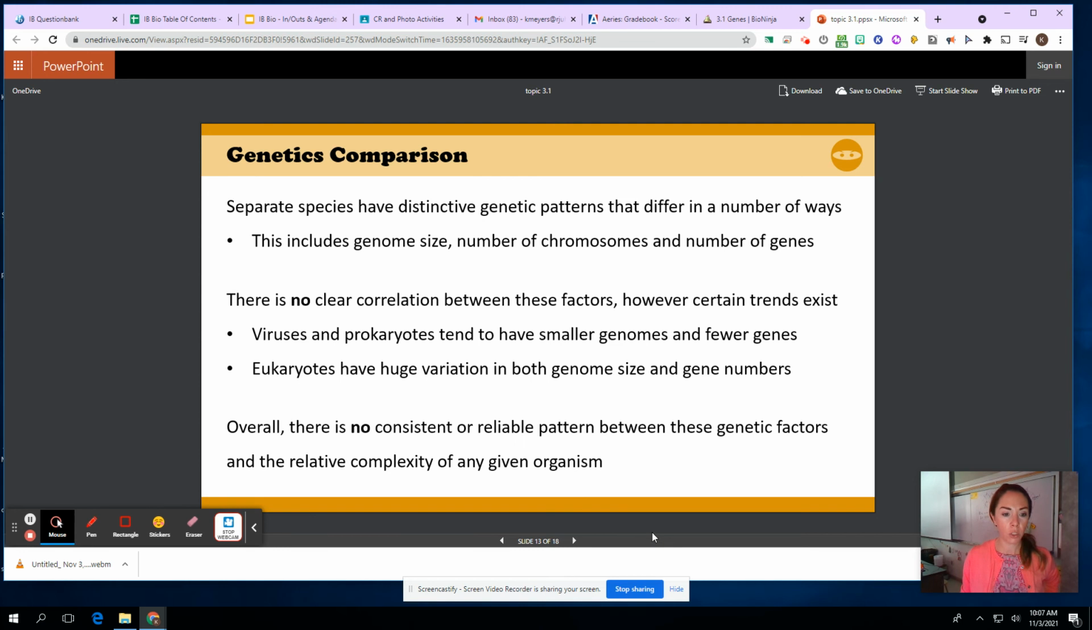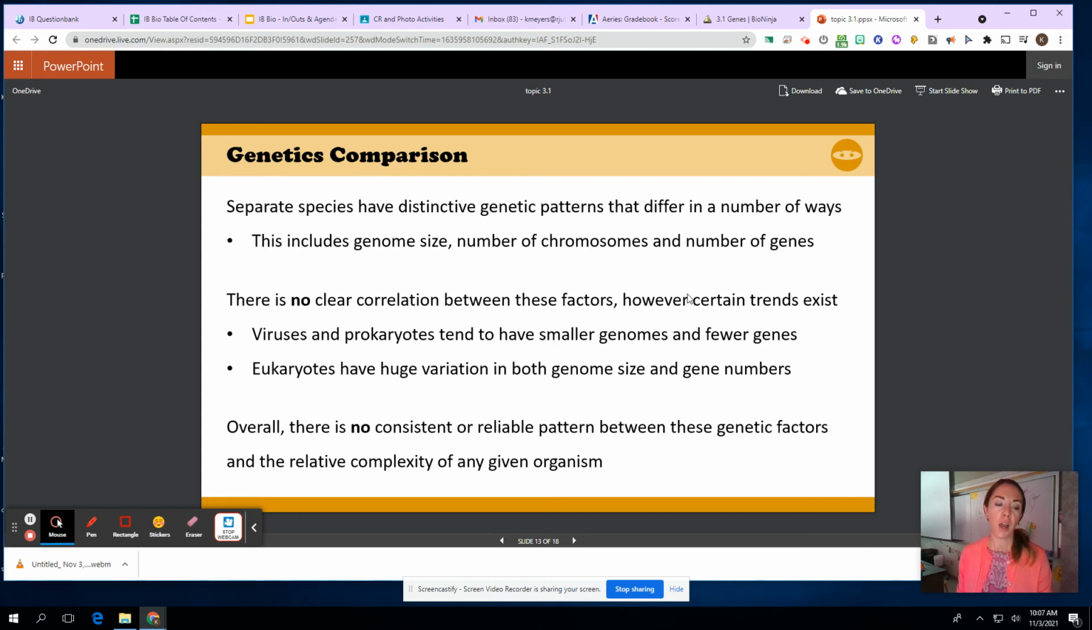Okay. Genetics comparison. When we're comparing the genetics between different animals, or between animals and viruses, viruses and prokaryotes, we're looking at comparing their general genetics.